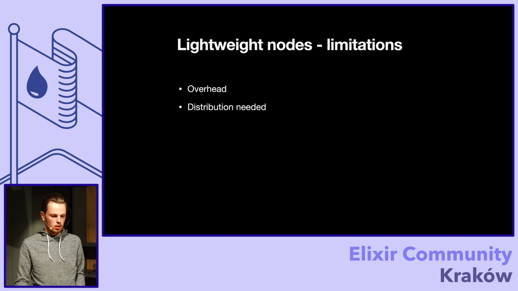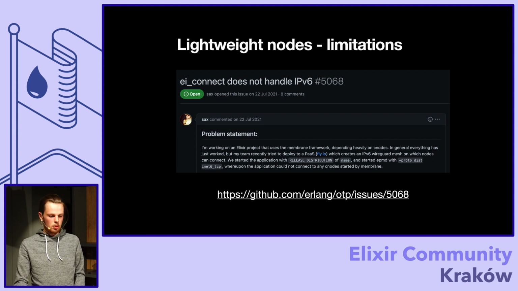Indeed, lightweight nodes or beamless nodes or C nodes don't crash the whole beam when they fail. However, that comes with the cost of way bigger overhead. Also, it requires the Erlang distribution to be run, and this is sometimes problematic because, for example, the EI Connect library doesn't handle IPv6. So especially if you have some specific distribution setup, or you have some specific environment that doesn't support IPv4, for example, then it might be problematic.